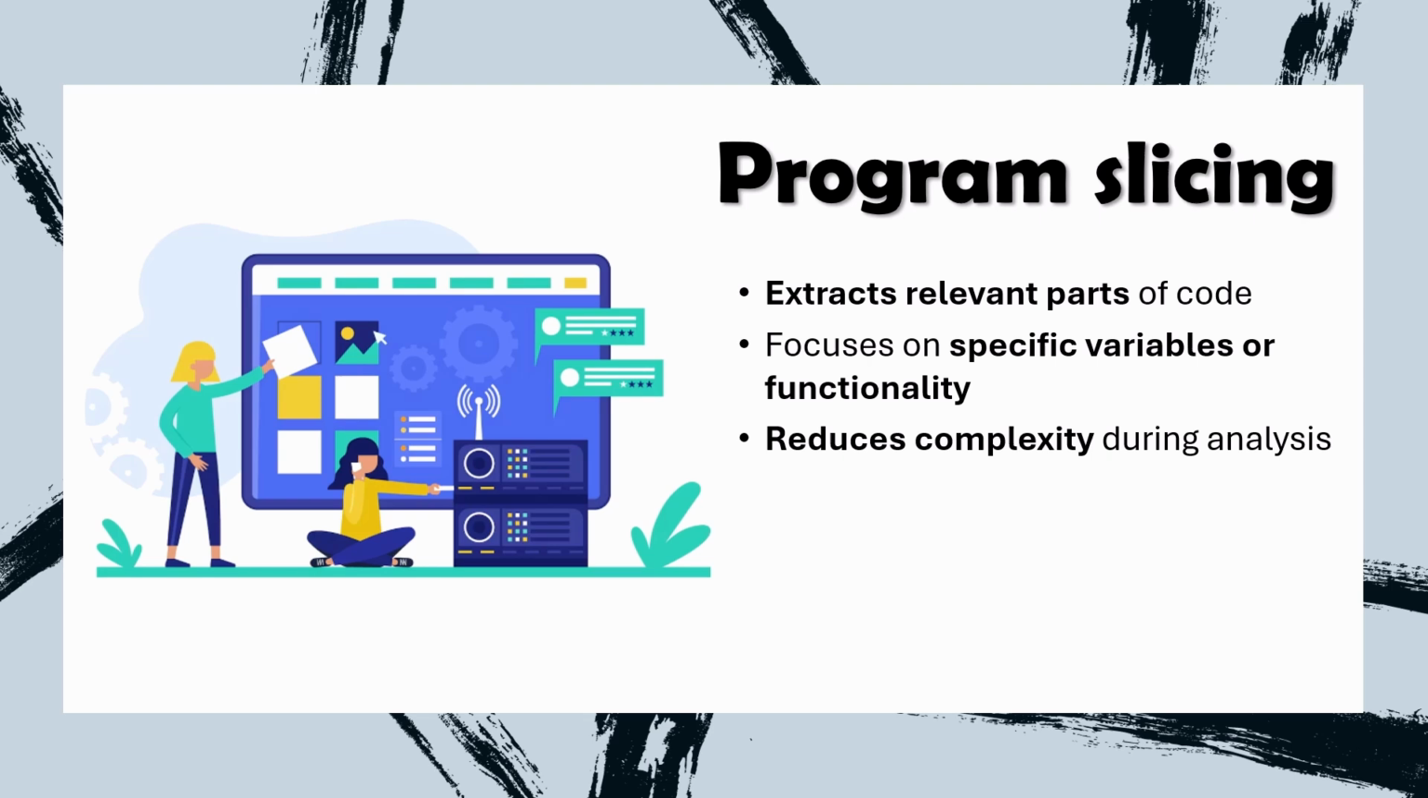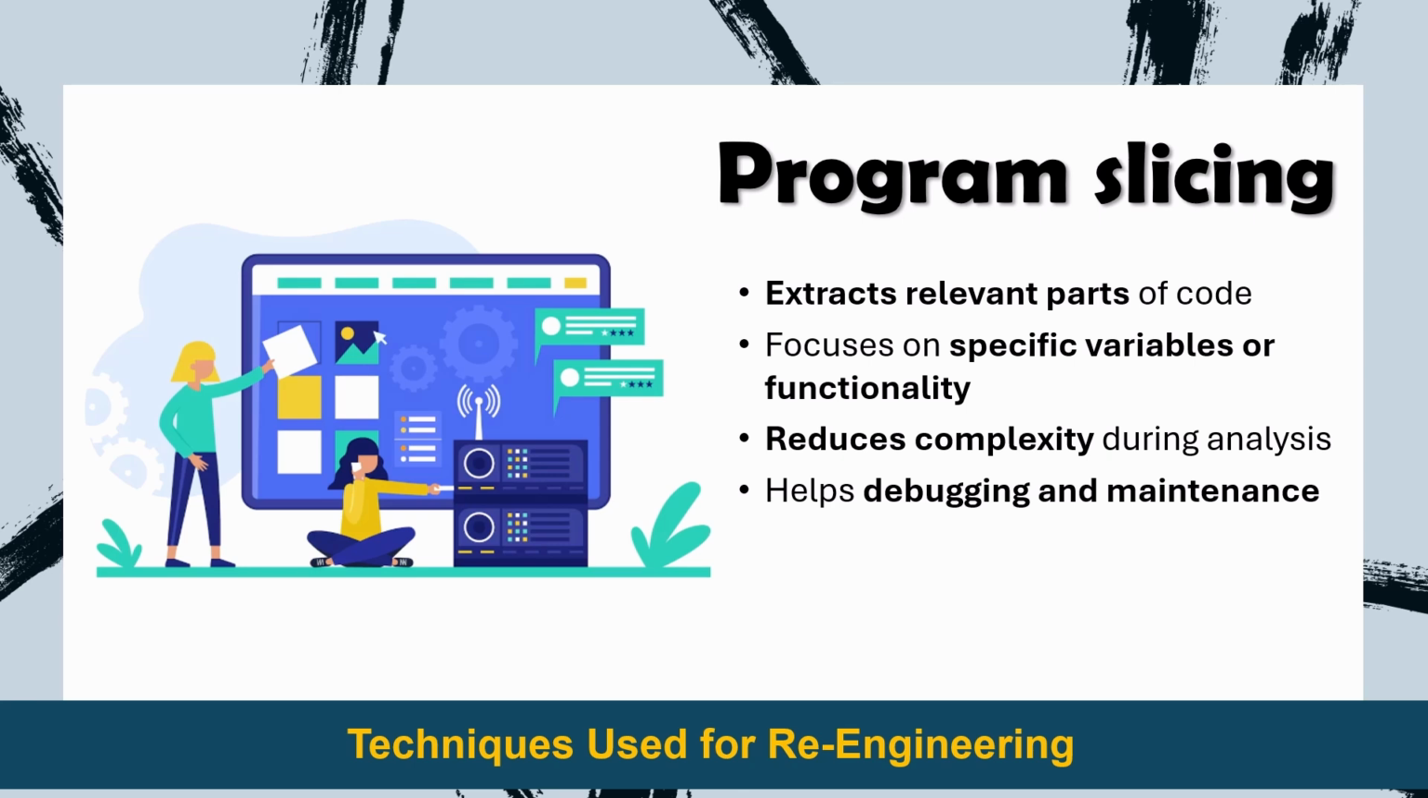For example, consider a payroll system where the developers want to understand how the final salary is computed. Instead of analyzing thousands of lines of unrelated code, program slicing identifies only the statements connected to salary calculation, such as tax deductions, bonuses, overtime calculation, and employee allowances. So this greatly reduces the analysis complexity and helps developers focus only on the important parts of the system.